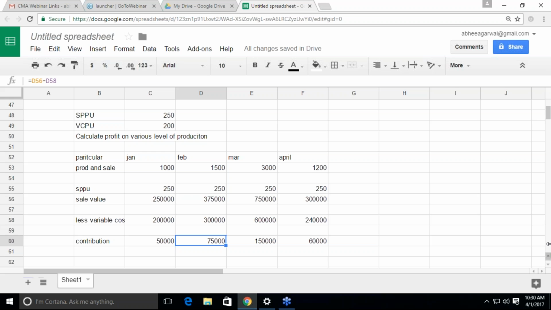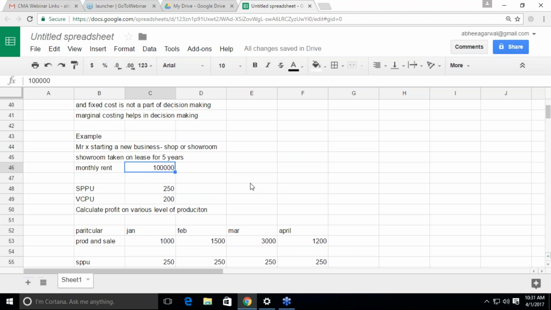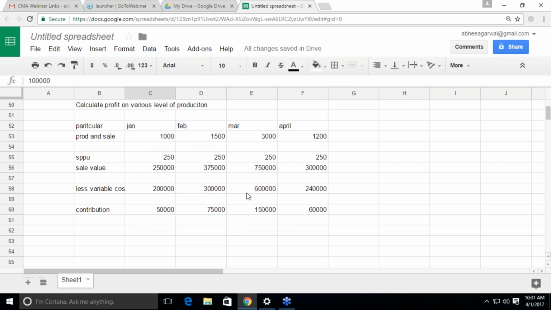Nobody opens a business to sell only 1 unit. If I do the business for only 1 unit, I will not be able to incur my fixed cost. In this example, my fixed cost is 1 lakh rupees per month. 1 unit can give me 50 rupees, 2 units can give me 100 rupees, 3 units can give me 150 rupees. I need to sell that many units so that I can get 1 lakh rupees at least.